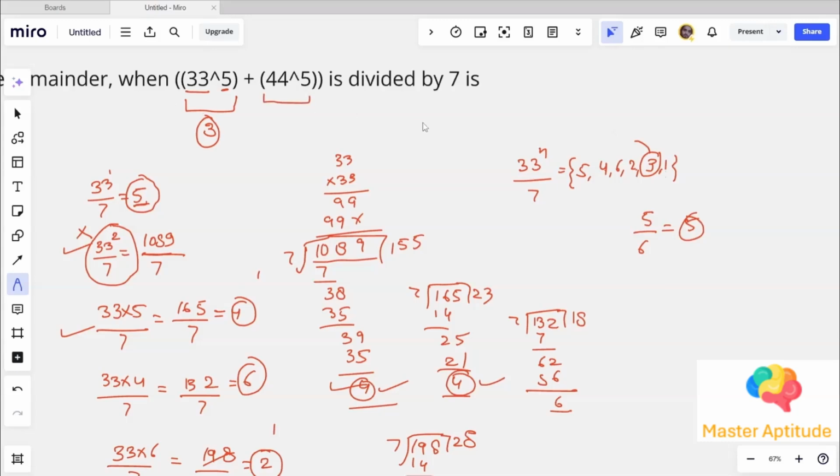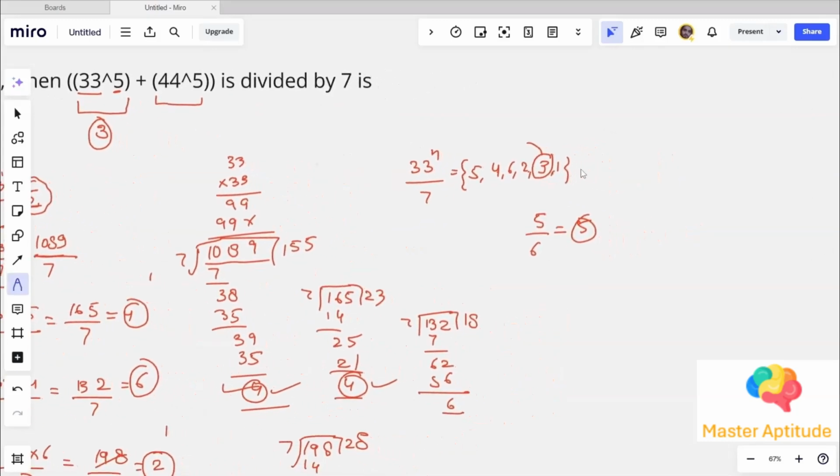Now let's try to solve this also. So 44 divided by 7, what will it mean? 44 to the power 1 divided by 7, so the remainder is 2. And if we calculate 44 square divided by 7, it will be a large number. And I told you another approach, so we will apply that particular approach.